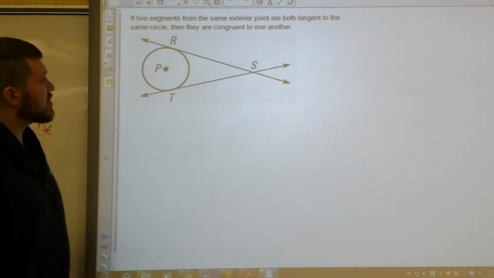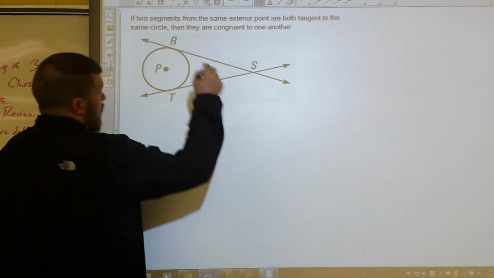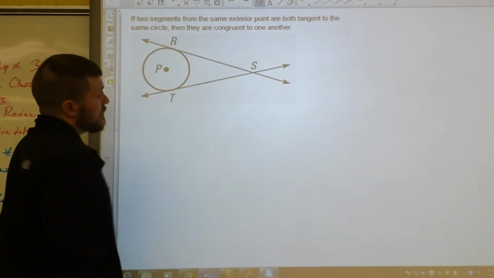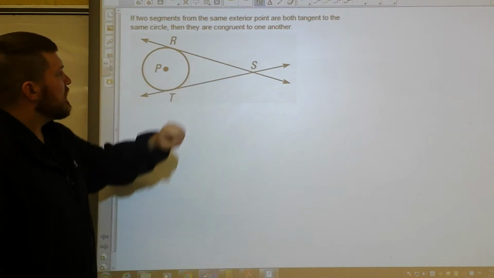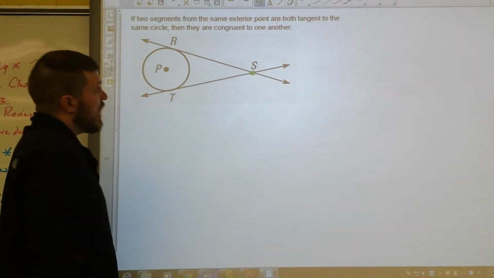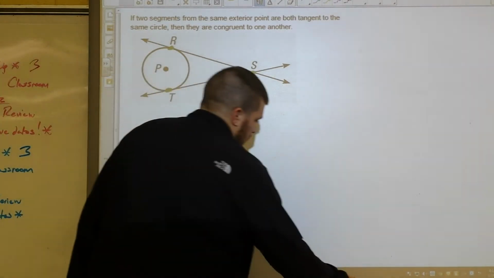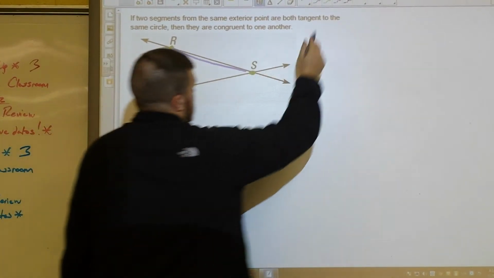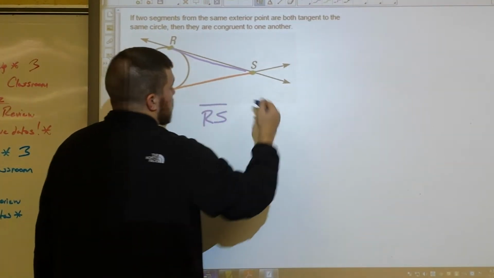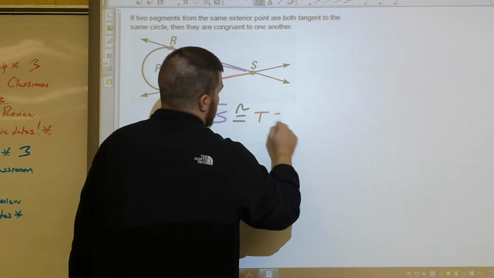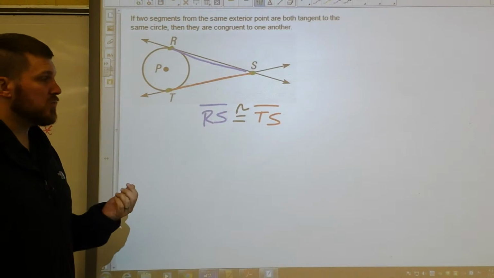Okay? Another rule. If two segments from the same exterior point are both tangent to the same circle, then they're congruent to one another. Let's talk about what this means. I have two segments, 1 and 2, that come from the same exterior point. So my exterior point is X. And they're both tangent to the same circle because they each touch the circle in exactly one spot. Well, if that's true, then segment RS is congruent to segment TS. So if you want to write it out in words, RS is congruent to TS. What that means is essentially these two segments are the same size, same shape, and most importantly, the same length.